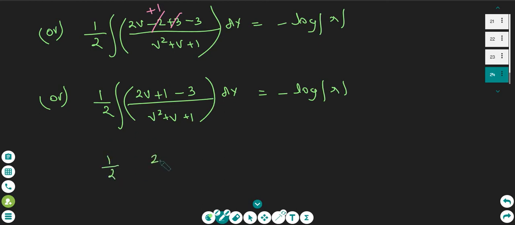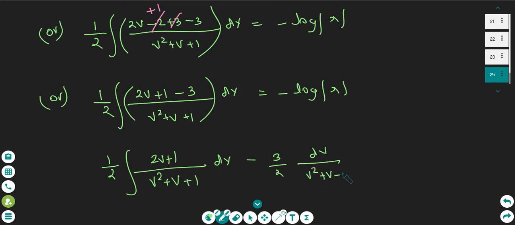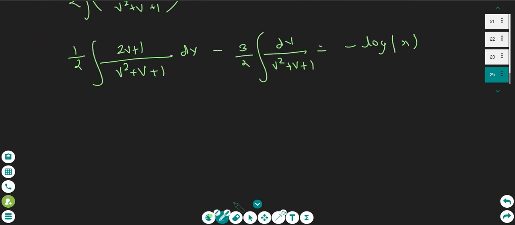So half of this integration can be written as 2v plus 1 over v squared plus v plus 1 dv. I split it into two integrations, that is minus 3 by 2, because this 1 by 2 is common for this integration. This will become minus dv by v squared plus v plus 1. This is equal to minus log mod x. Now we just have to, if we make the substitution here, this is easy. That is what we have done.